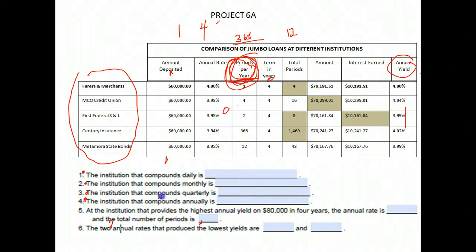And then number 6, the 2 annual rates that produce the lowest yields are what? Okay, again, here are the annual yields, which 2 are the lowest, and what was their annual rate. So find the 2 lowest numbers in this column and then write down what their rates were over here. So hopefully that helps you to complete project 6A.